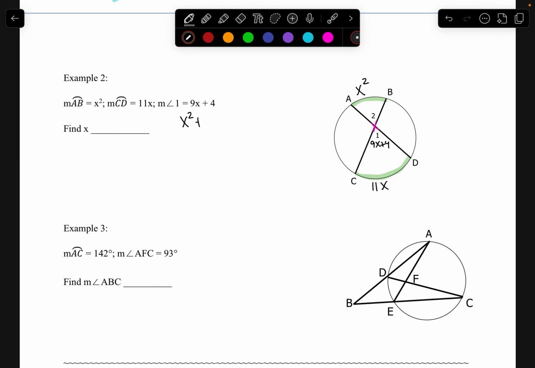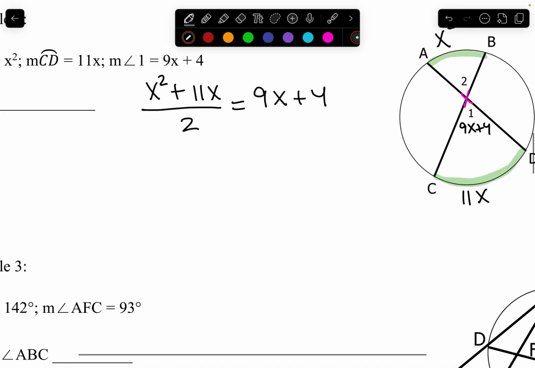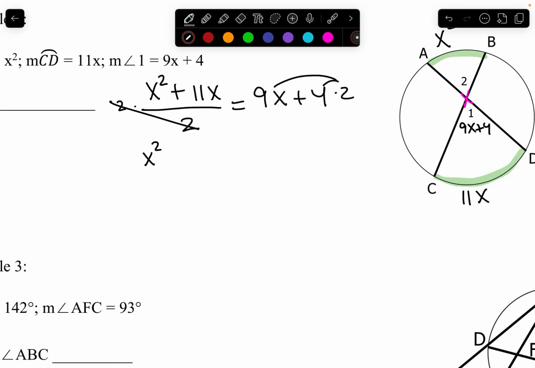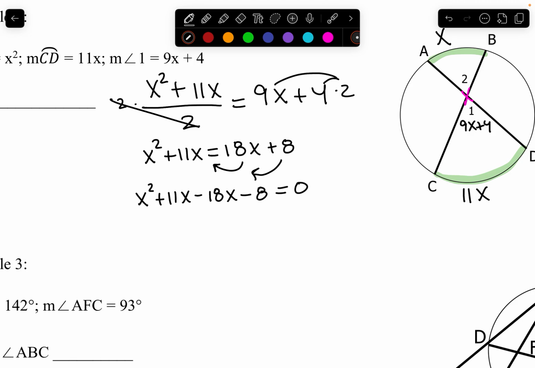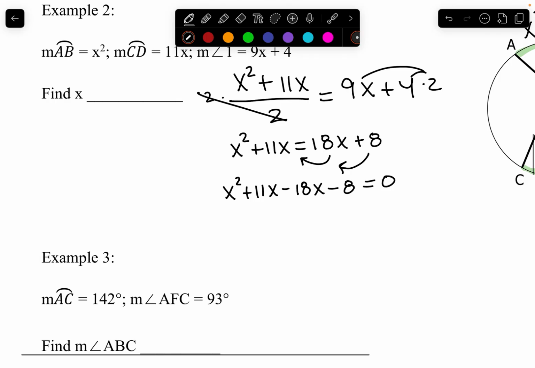Okay, I need to add my 2 arcs together, divide that by 2, and that's supposed to equal the inside angle of 1. I don't know why it asks for 2 as well. That's weird. Whatever. Okay, I'm going to go ahead and multiply both sides by 2. Remember that when you multiply this side by 2, everything gets multiplied by 2. So this is going to equal 18x plus 8. I'm going to move both of these things over here by subtraction. So we have x squared plus 11x minus 18x minus 8. That will equal 0, and now I'll be able to factor.